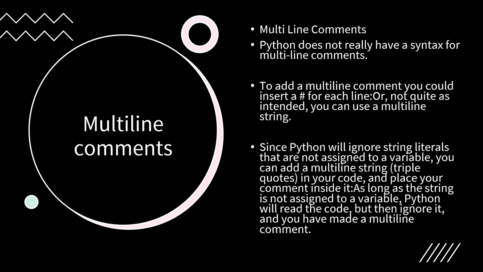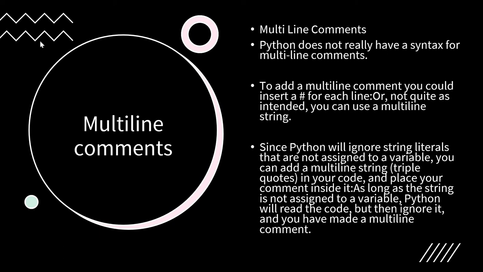Multi-line comments. Python does not really have a syntax for multi-line comments. To add a multi-line comment, you could insert a hashtag for each line, or, not quite as intended, you can use a multi-line string. Since Python will ignore string literals that are not assigned to a variable, you can add a multi-line string, triple quotes, in your code and place your comment inside it. As long as the string is not assigned to a variable, Python will read the code but then ignore it. Then you have made a multi-line comment.